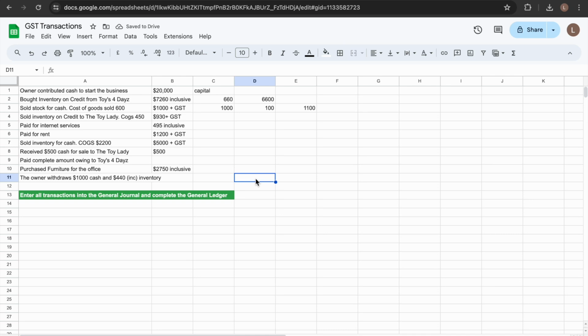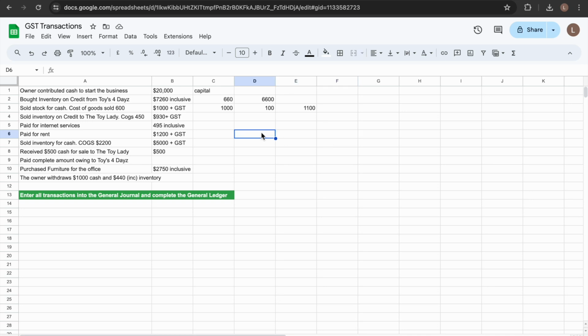Now, sometimes it gets a bit tricky. It's important to remember that GST is a goods and services tax. So there are some things that GST will apply to, and some things that it won't. When you're selling stuff, you've got GST, and if you're buying things like inventory or a new asset, a lot of the time there'll be GST on it.